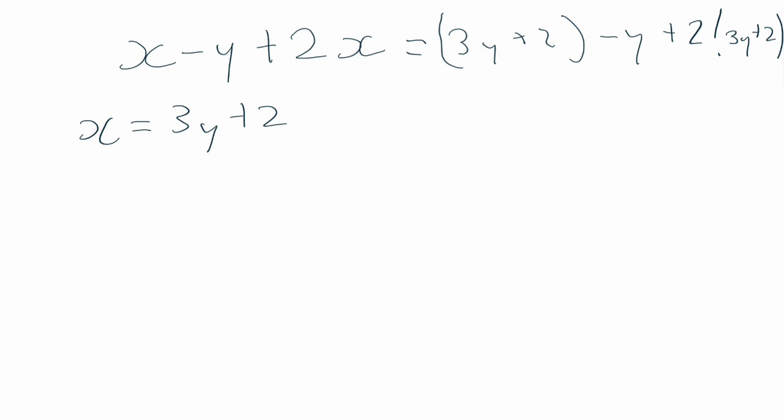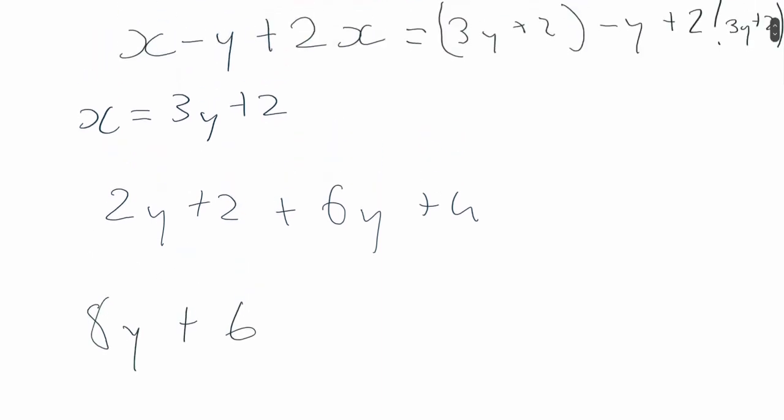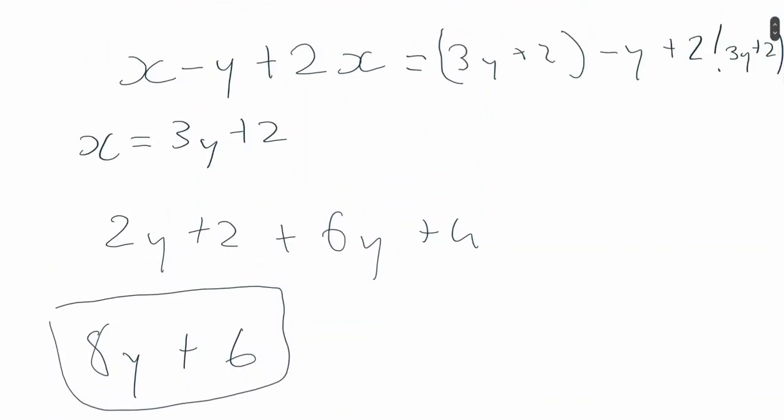Great. So 3y plus 2 minus y is 2y plus 2, plus, and then 2 times 3y plus 2 is 6y plus 4. So this becomes 8y plus 6. So this is the answer to our equation: 8y plus 6. Great.